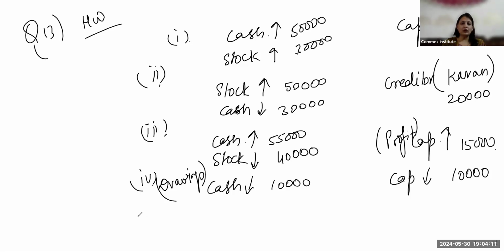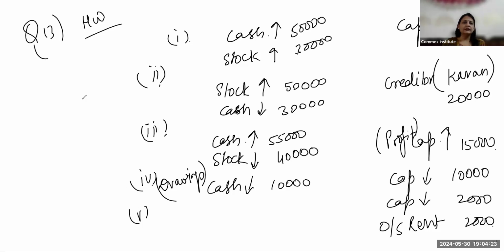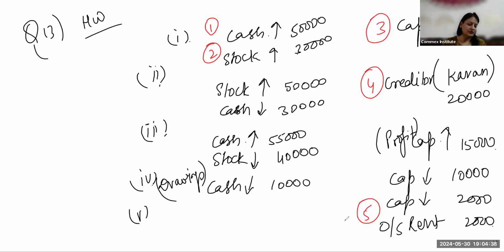So the fourth transaction is your drawings. And then fifth, rent outstanding. So capital will decrease with the rent outstanding, 2,000 is the expense of this year, and a new liability column, outstanding rent, will be created for 2,000. So how many columns you will have to make? Just make a count. Cash, stock, and then on the liability side, we have capital, creditor, and outstanding rent. 5 columns will be required in question number 13.